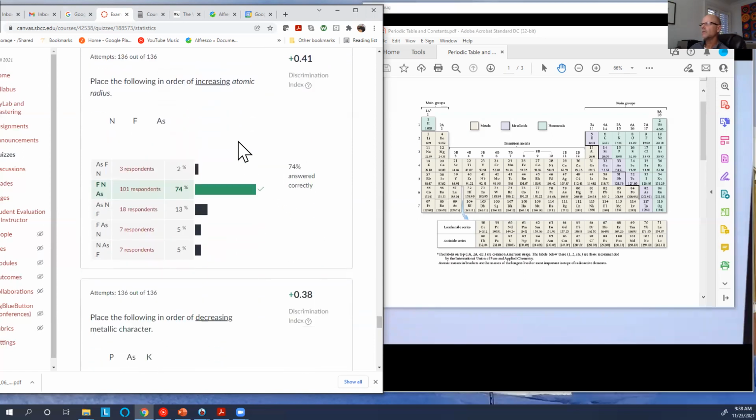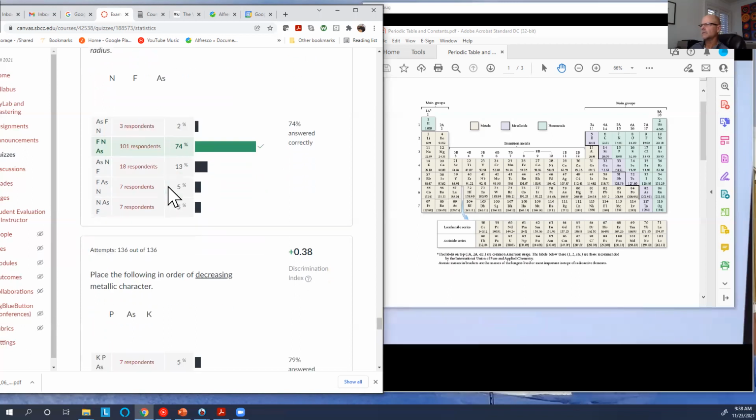Place the following in order of increasing atomic radius. So notice as you trace the line from fluorine to nitrogen, you go to the left, that's bigger. And then if you go down to arsenic, you go down, and that's also bigger. So the answer is this one.